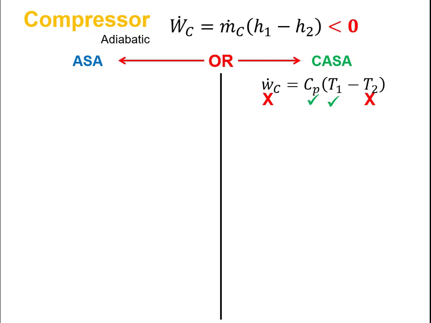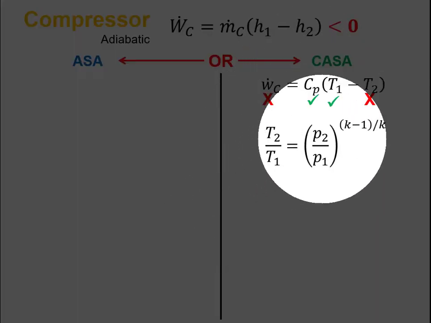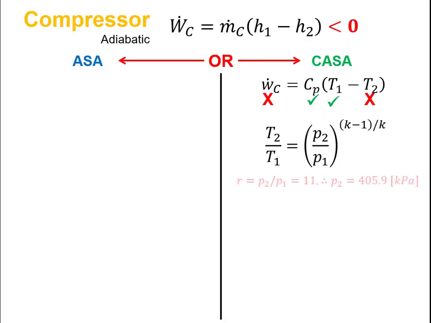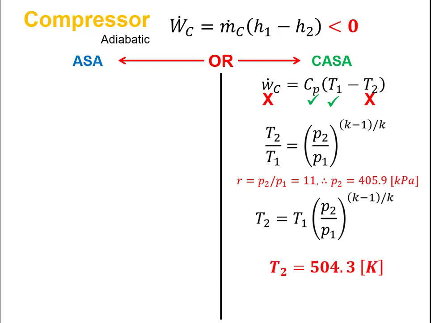So now I'd have to say, okay, this is going to be an isentropic compressor, and I would use this isentropic relationship, which tells me the pressure ratio. I found the pressure ratio here, so I know P2, and then I can get an expression for T2 and find the value for the temperature at the outlet of the compressor.